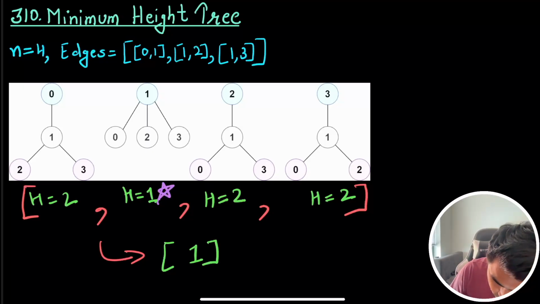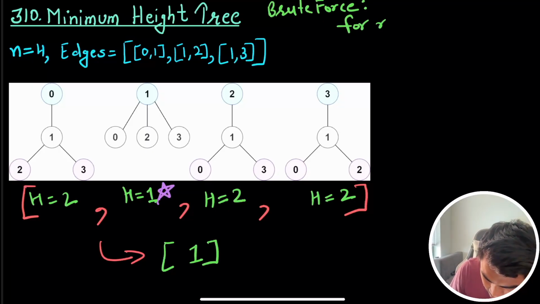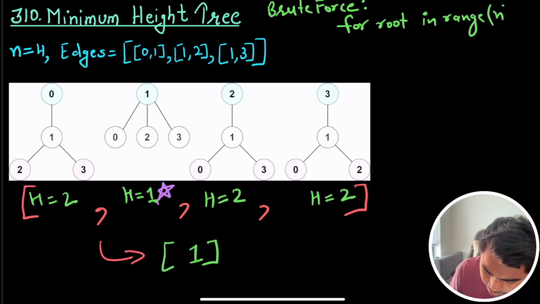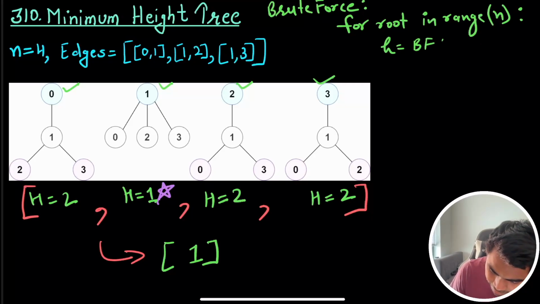So a brute force approach. Let me write brute force. A brute force approach would be, I'm choosing root, for root in range n. So it will run from 0 to n minus 1. So it will choose 0, 1, 2 and 3 as the roots, and then I will try to find the height from BFS. So BFS will be giving me some height for that root.